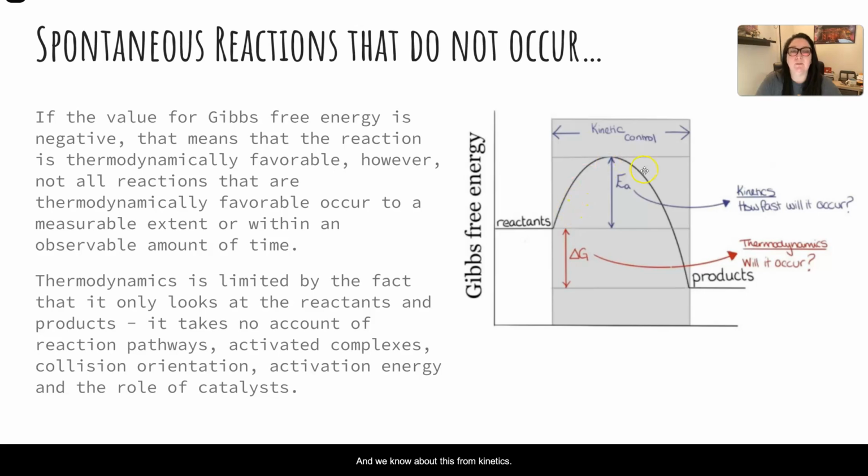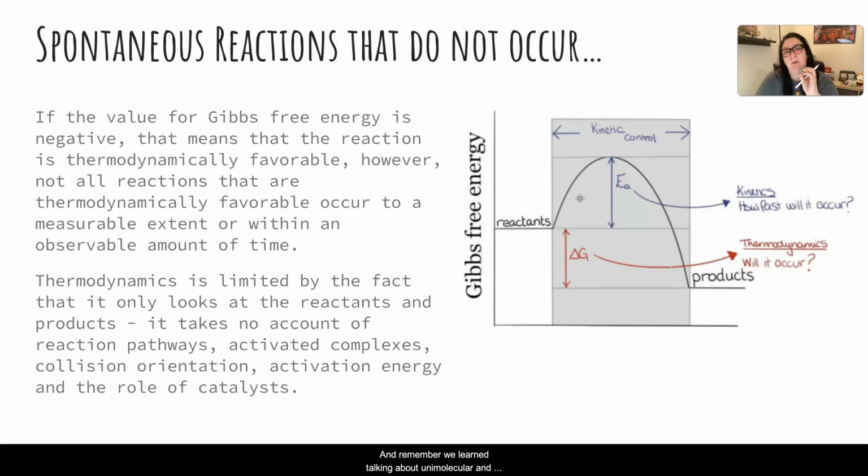And we know about this from kinetics. This is our activation energy, and that's how fast it will occur. And we've talked about back when we did kinetics how the molecules have to have the right speed and the proper orientation, and all of these things have to occur.